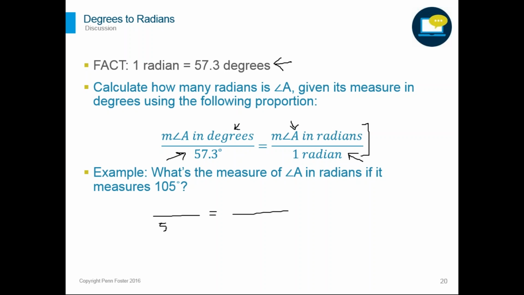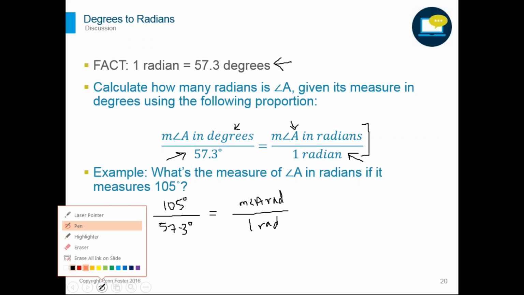So 57.3, that's a fact. 1 radian, another fact. They are equal. The given is 105 degrees, which goes on the top where the fraction has the degrees as well. And then that will give us the measure of angle A in radians. Same thing that we did to solve the other proportion.